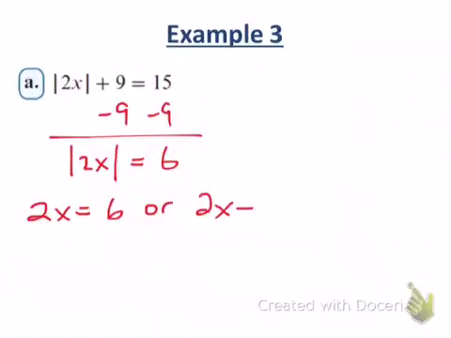We cannot divide before we split it. You can't do operations. You can't distribute through an absolute value. You can't divide through it. You can't multiply 1/2 and divide. You got to split it and then do your operation to solve for x. So x equals 3 or x equals negative 3.